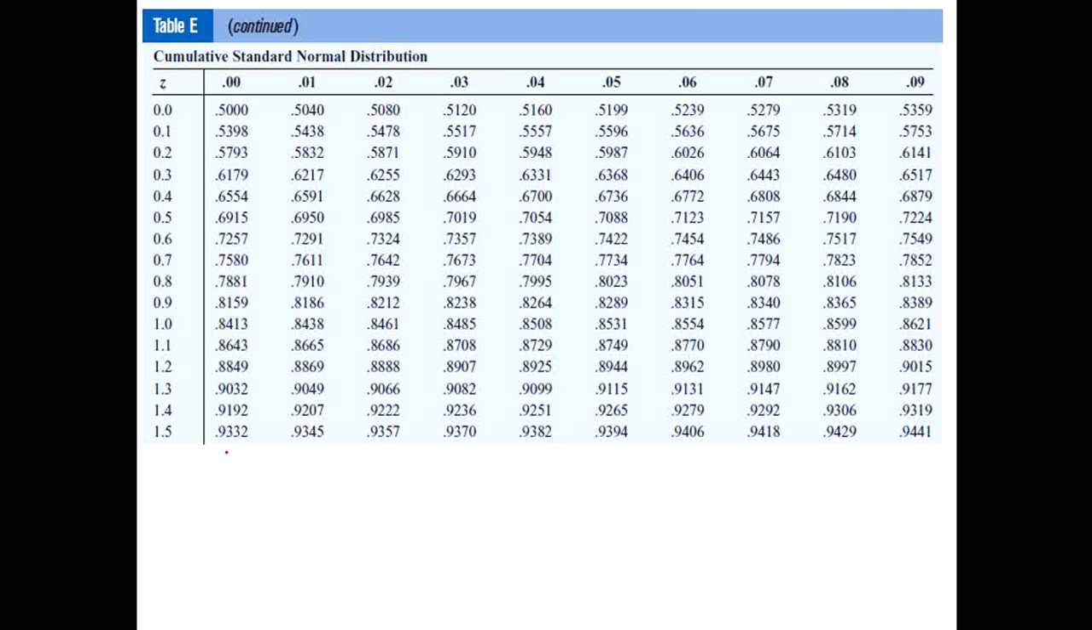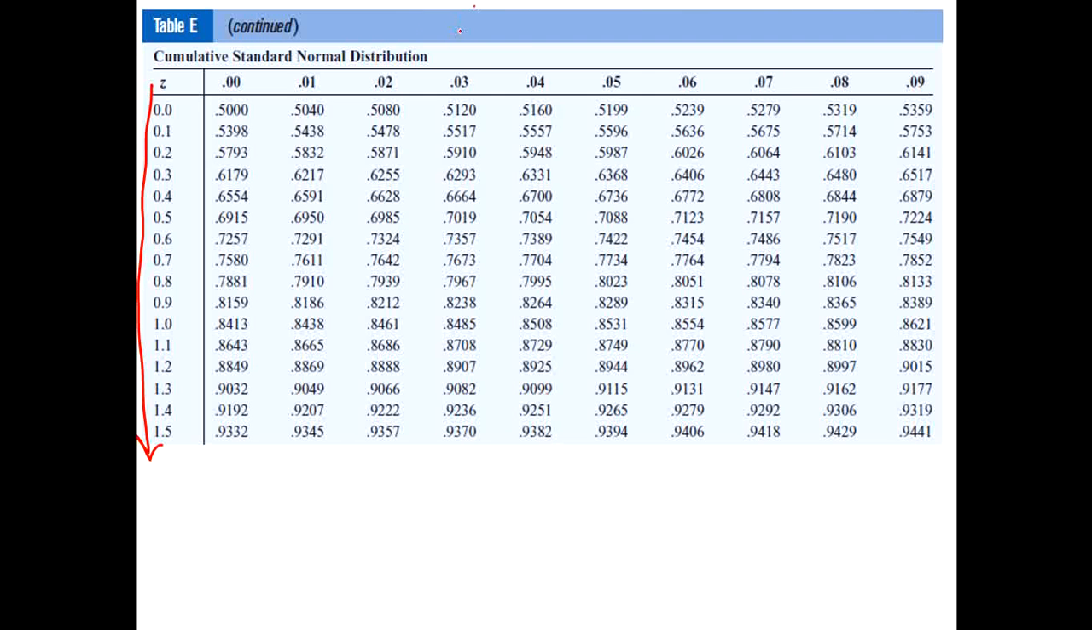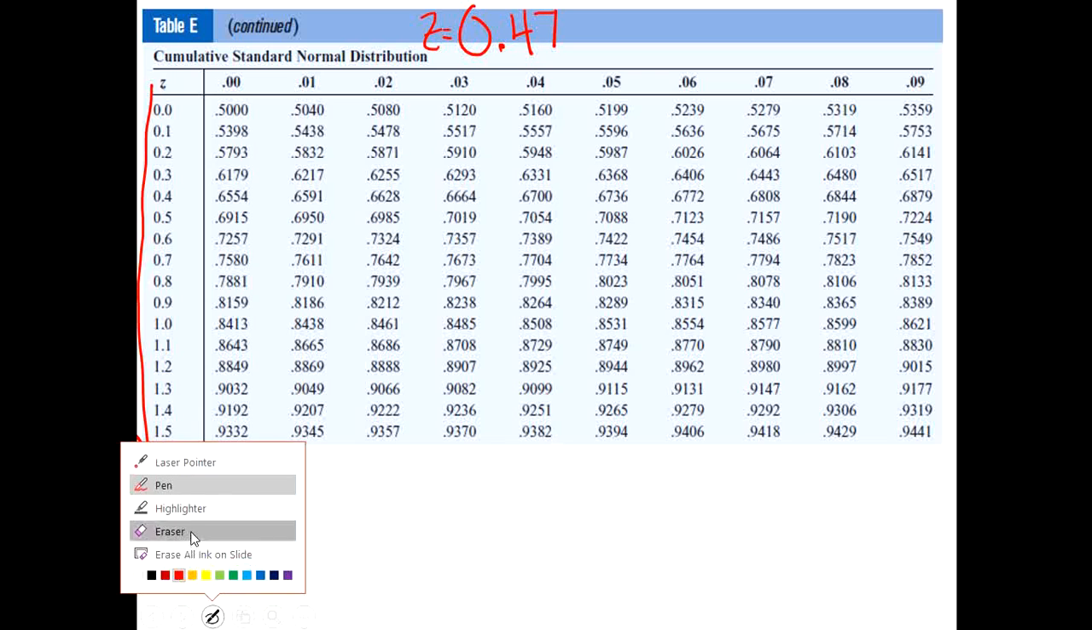Our chart, if you flip it forward and backward, has a positive side where all the numbers in this column are positive, and a negative side. The z-score that we're looking up is 0.47. That's a positive number, which means we're on this side of the table.